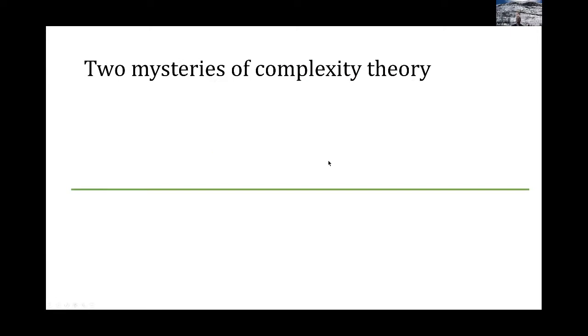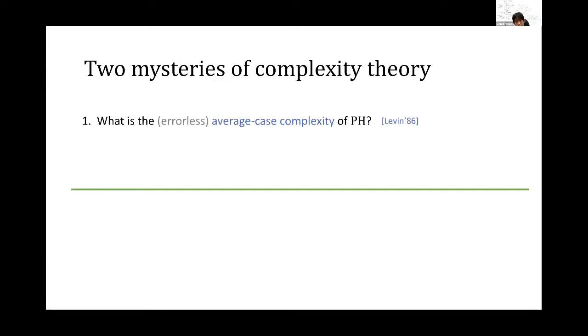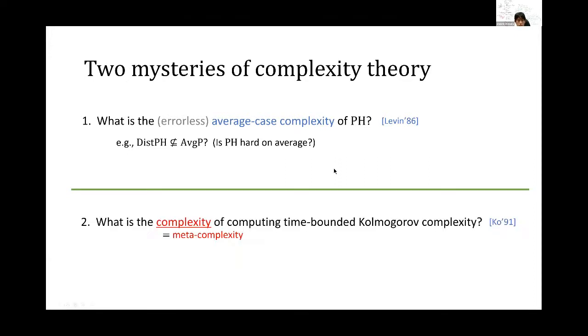So there are two mysteries of complexity theory. One is the average case complexity of pH. This question essentially dates back to a seminal work of Levin. And an example of the question is whether DistpH is not a subset of AverageP. This statement means whether pH is hard on average in the sense of an LRX heuristic scheme.